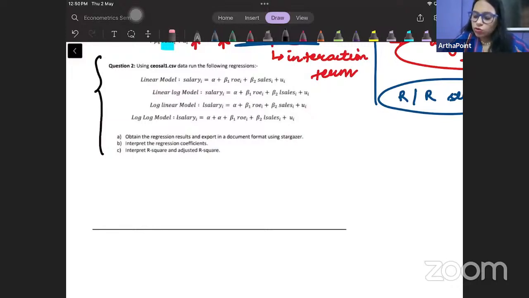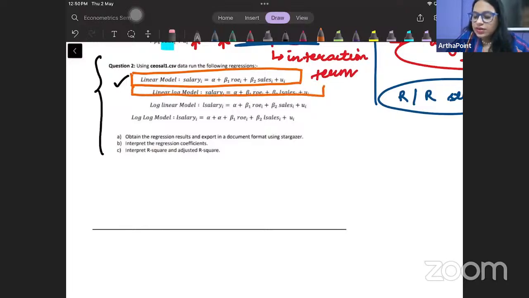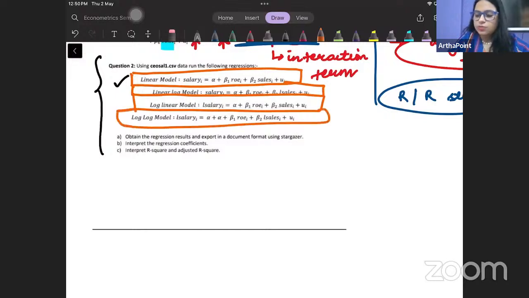So if you look into the question, what is the question saying, children? Question number 1 is saying that you have to write a linear regression model. So salary as a function of ROE and sales. Then you have to write a linear log model, right? So salary will be linear and the independent variable will be in the log form. Then you have to write a log linear model, and then you have to write a log model.